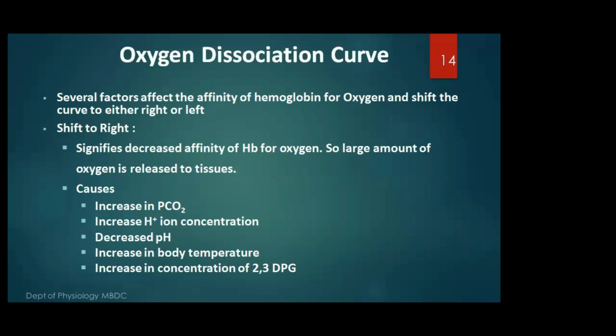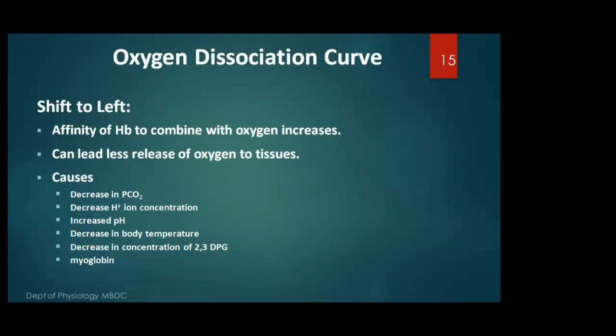Shift to right. It indicates decreased affinity of hemoglobin for oxygen, so a large amount of oxygen is released into the tissues. The causes for the shift of the oxygen hemoglobin curve to the right side include increase in partial pressure of carbon dioxide, increased hydrogen ion concentration, decreased pH, increase in body temperature, and increase in concentration of 2,3 DPG.